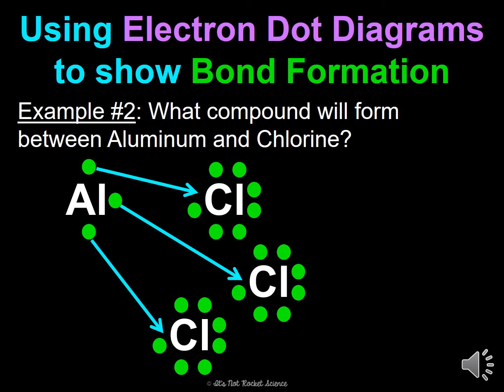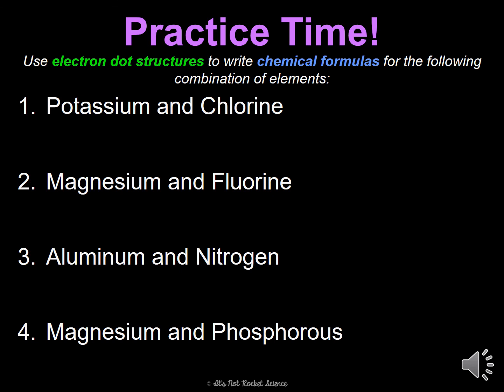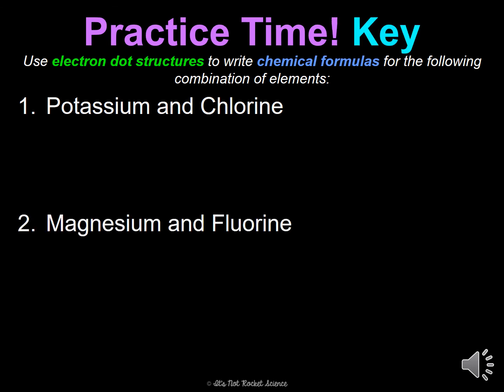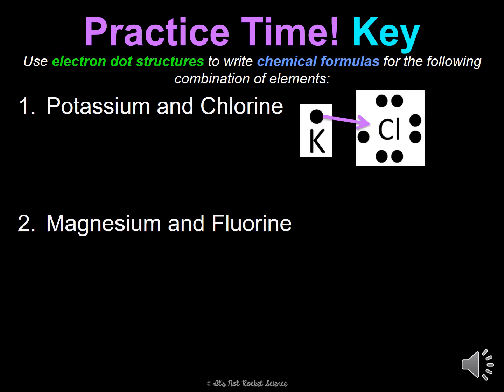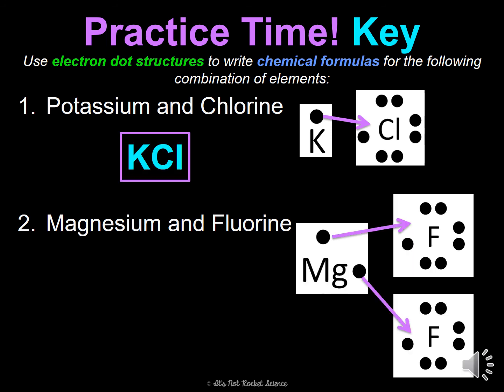And step number 5 is we need to create our chemical formula in order to say how many aluminums we have and how many chlorines we have. Looking at this example, we can see that we have 1 aluminum and 3 chlorines. And as you can see, that subscript shows how many chlorines we have. This is what it should have looked like.